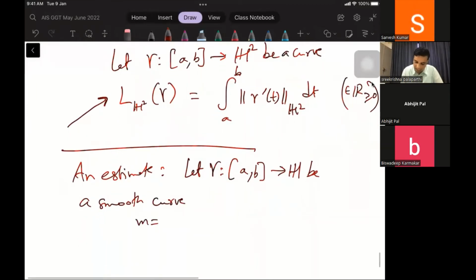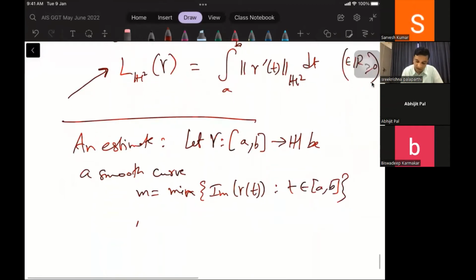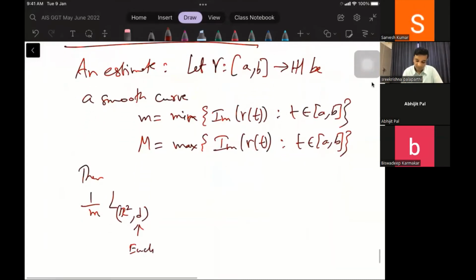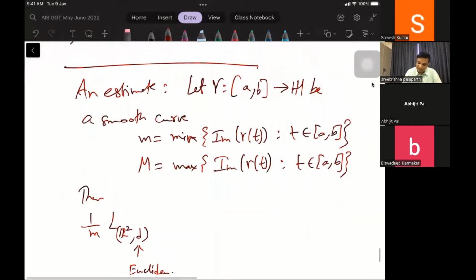And let me call little m the minimum of all the imaginary parts of gamma of t, such that t belongs to [a,b], and capital M the maximum of the imaginary parts of gamma of t, t belongs to [a,b]. Then it's true that 1 by m times the length according to the Euclidean metric, where d is the Euclidean metric here, is greater than or equal to the hyperbolic length of gamma.